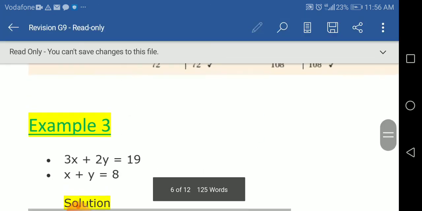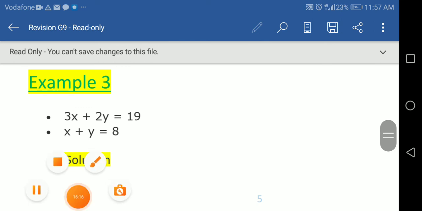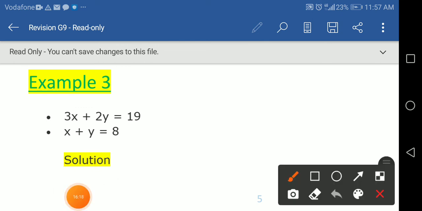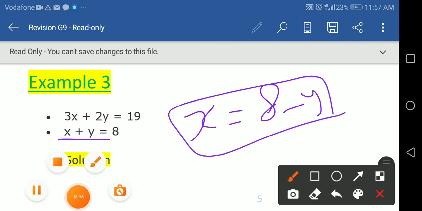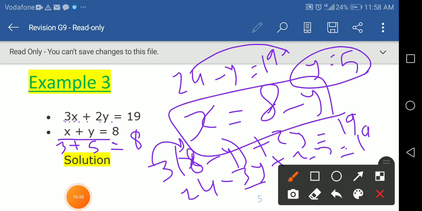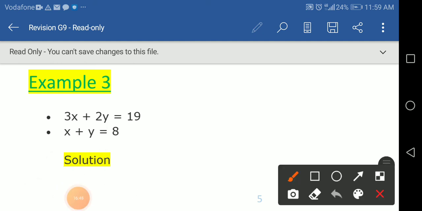Just a moment, guys. Let's solve it together here because it's not written. So 3x plus 2y equals 19, x plus y equals 8. When I say x plus y equals 8, so x equals what? x equals, remember this one, 8 minus y. Okay, guys, I solved this for you. This is by substitution, and it's optional to solve it by substitution or by elimination.